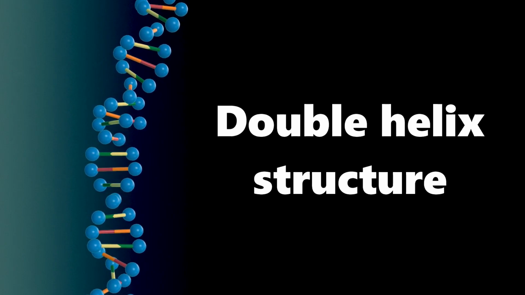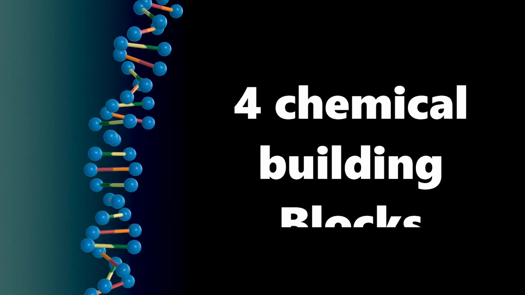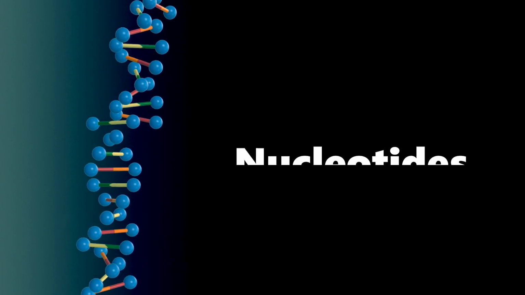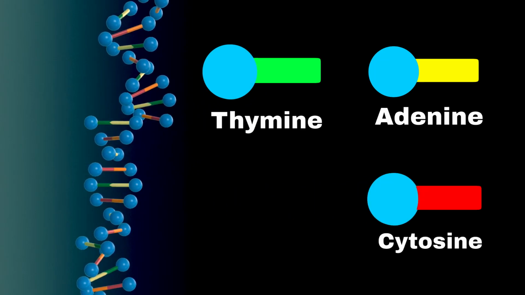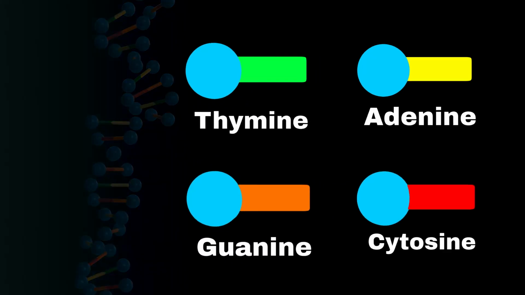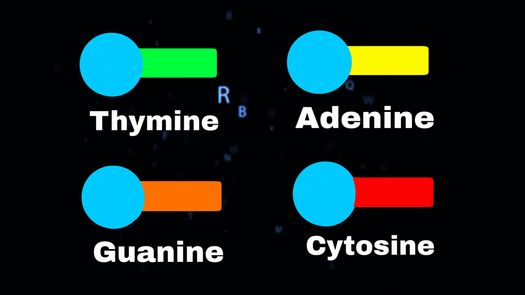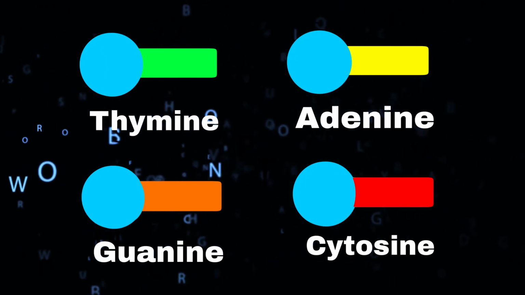It consists of a double helix structure, formed by intertwining strands made up of 4 chemical building blocks called nucleotides: adenine, thymine, cytosine, and guanine. These nucleotides act like letters in an alphabet, spelling out the code of life.